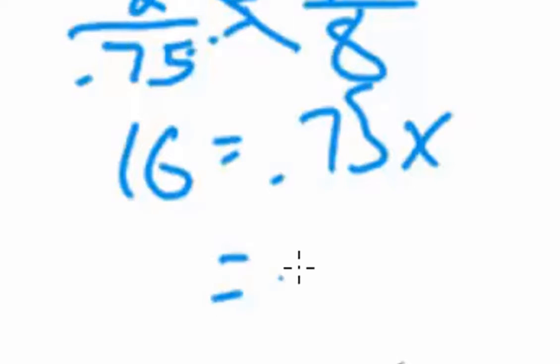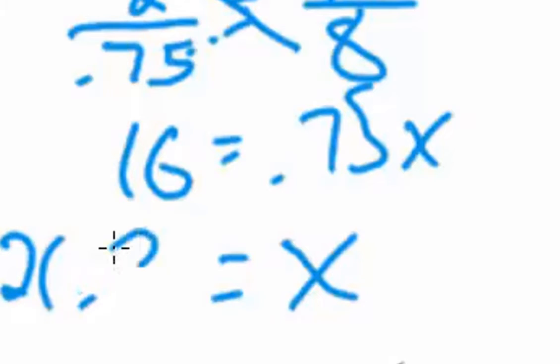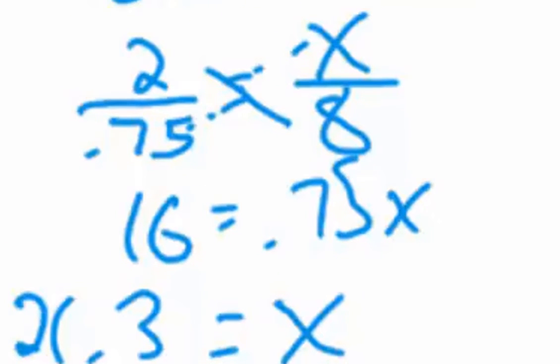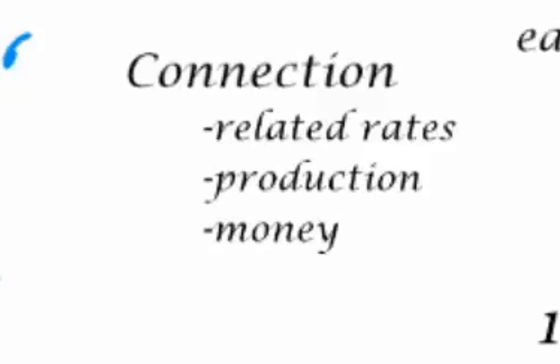The 2 times 8 will give me 16. 0.75 times x will give me 0.75x. Divide both sides by 0.75. And x gives me 21.3. So 21.3 cakes he'll be able to make in an 8-hour time span.